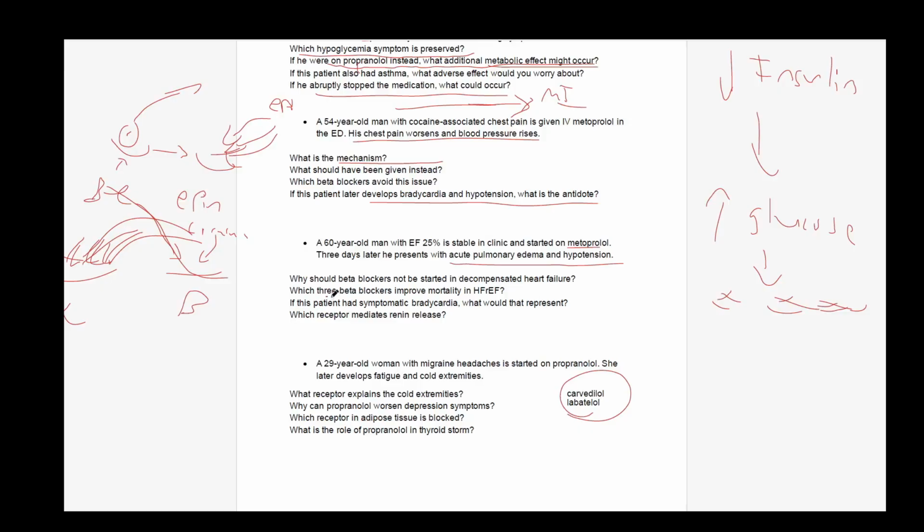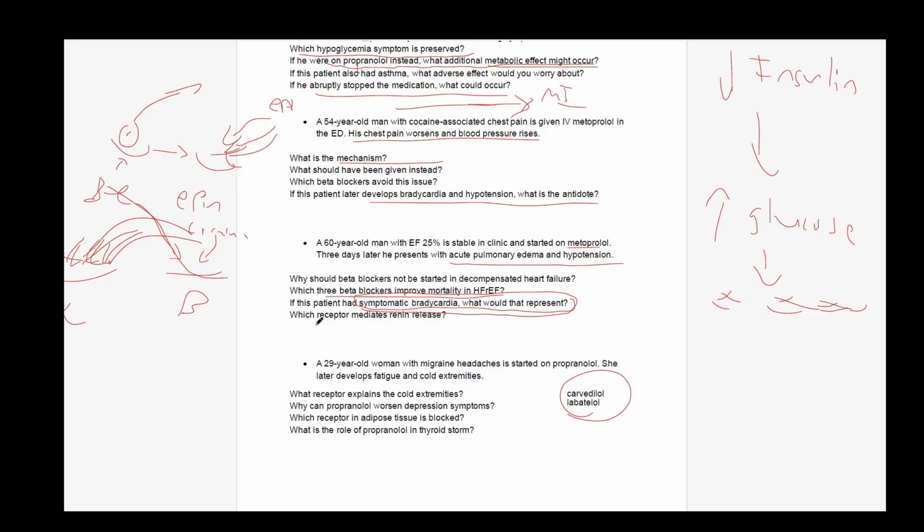Which 3 beta blockers improve mortality in HFrEF? Metoprolol, bisoprolol, and carvedilol. If this patient had symptomatic bradycardia, what would that represent? This is a contraindication for beta blockers. If a patient comes in, they have AV blockade, they have symptomatic bradycardia symptoms, you do not put them on a beta blocker because once again, it blocks the AV node. That leads to a decreased heart rate, and it can even worsen the symptoms of bradycardia.